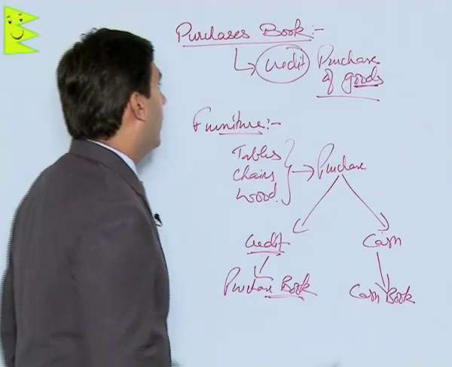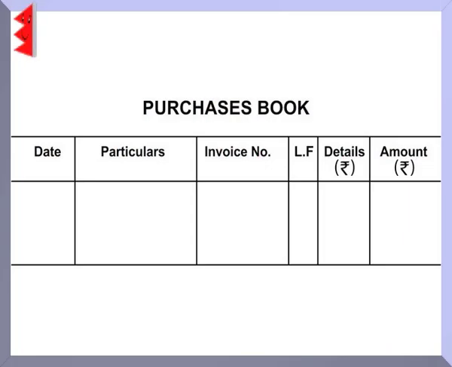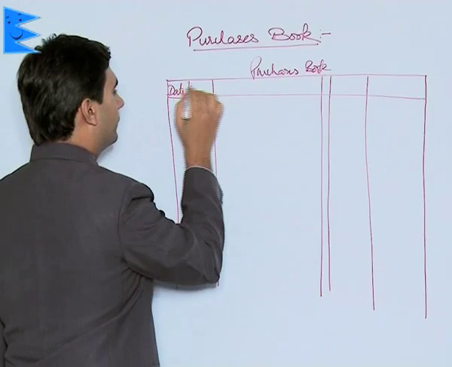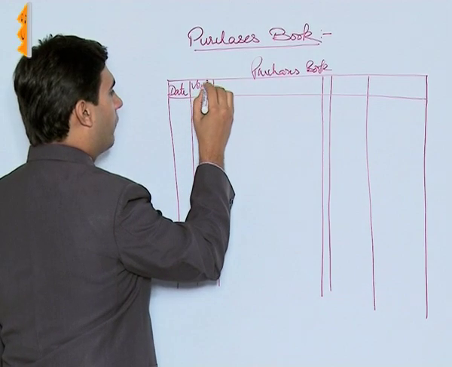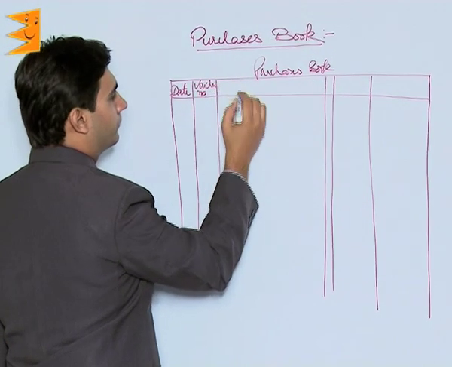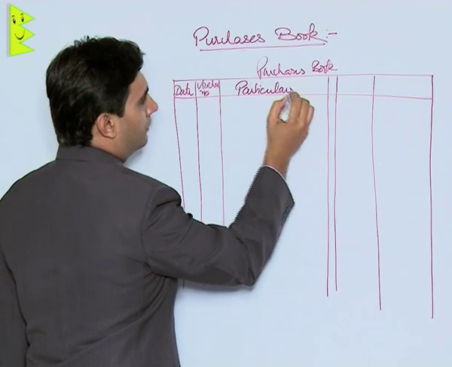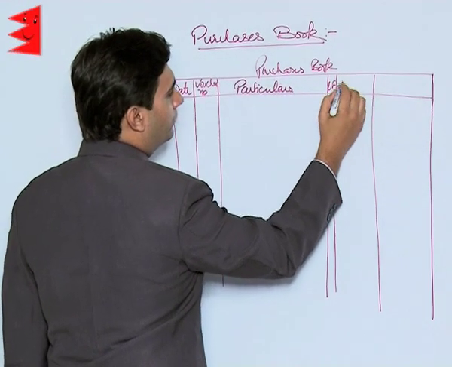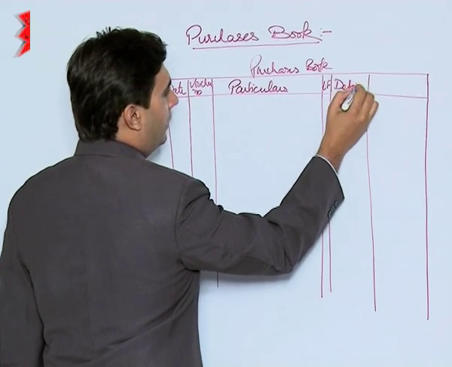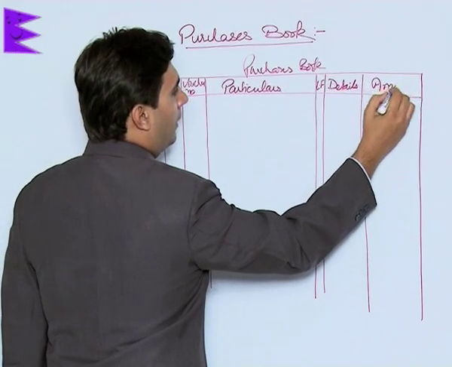Let us understand the concept or the format of purchase book as well. Purchases book appears like this. Purchases book, date here, voucher number, particulars, ledger folio, details and amount.